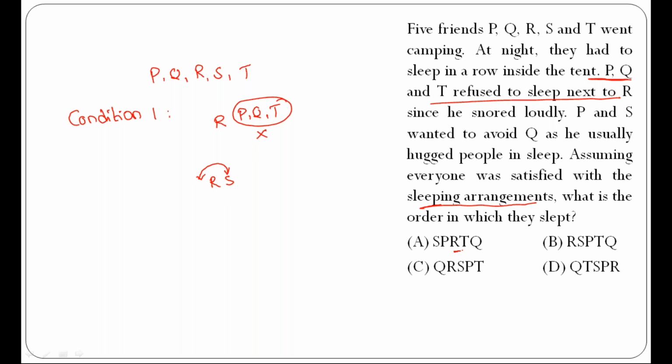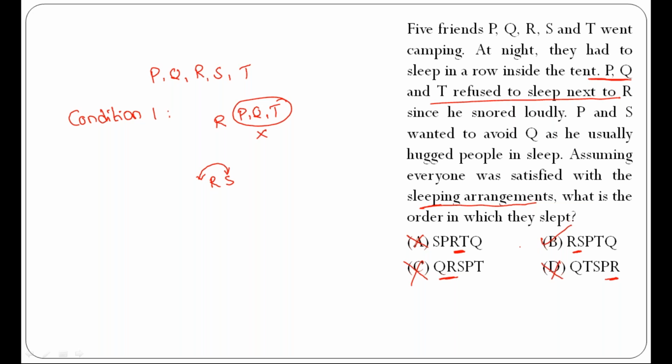Now you see the options, R and T is there. T is refused to sleep next to R, okay, T is in fact okay for R. This is fine, no problem. Whereas here for R, P is also refused. For R, Q is also refused. Only option B is satisfied, because as we just discussed, next to R, P, Q, T are refused. So only S can be the neighbor for R, right?